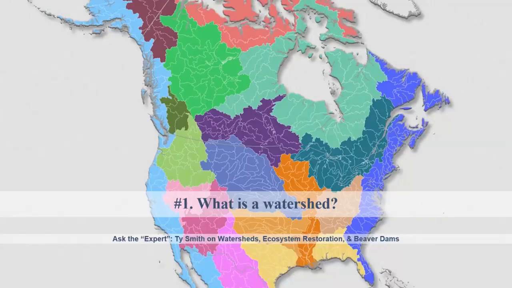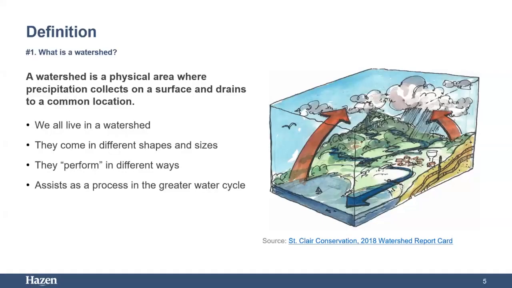So the first topic, what is a watershed? As you can see on the screen here, watersheds are literally everywhere. A watershed is defined as a physical area where precipitation, whether that's rain, snow, sleet, or hail, collects on a surface and effectively drains over that surface to a common location, whether that is a lake or a pond or an ocean, what have you.